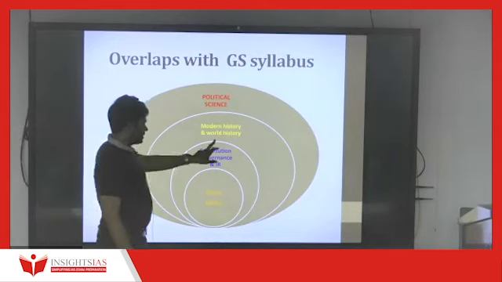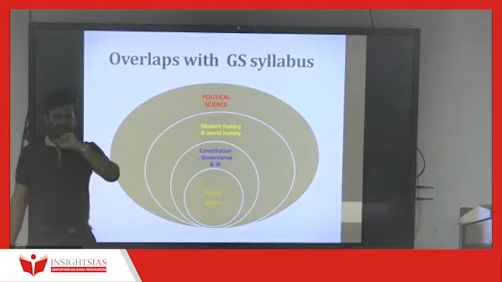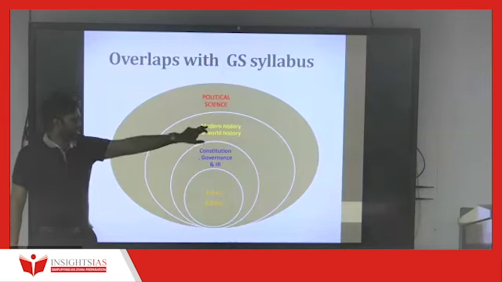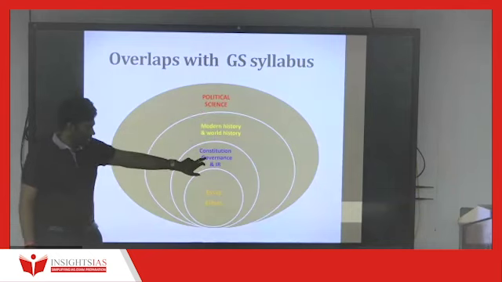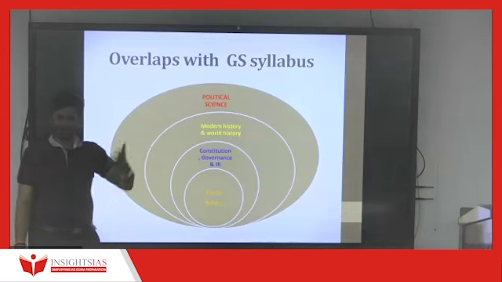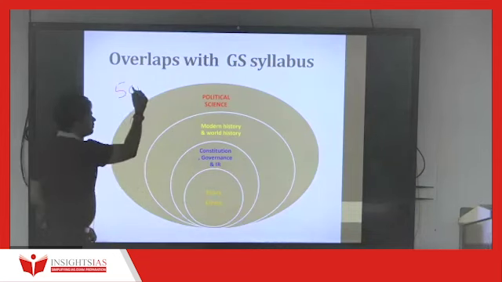And if you take GS paper 1, you have parts of modern history, parts of world history, post-independent India. All these things you'll be reading in political science again. And if you take GS paper 2, almost 80% of GS paper 2 is political science, because Indian government and politics, international relations, are part of it. So we can say 50 to 55% of it overlaps with your GS.